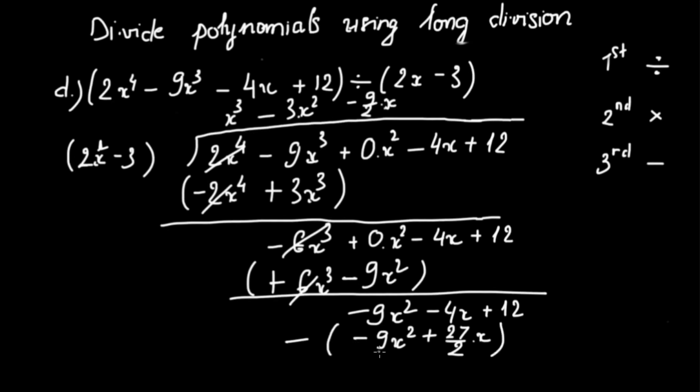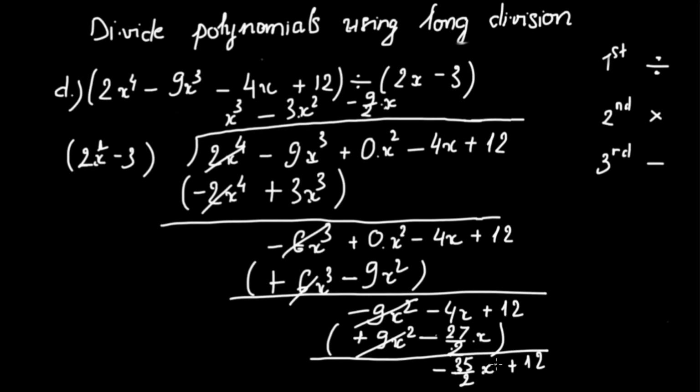Basically, you need to change the sign of every term in here. From negative become positive, and from positive it becomes negative. And then you can eliminate this one. Next, you add them together. This term and this term cancelled out. Now you have minus 4x minus 27 over 2 times x equal minus a over 2 times x minus 27 over 2 is minus 35 over 2 times x plus 12.